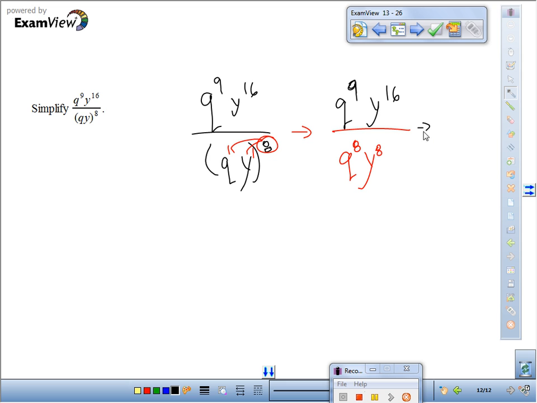Okay, let's simplify this. Does the q and the q have the same base? Yes. What happens to the exponents when we divide? Subtract. So this becomes q to the 9 minus 8, that's 1. Does this have the same base as this? Yes. So that's y. What is 16 minus 8? 8. And we're done.